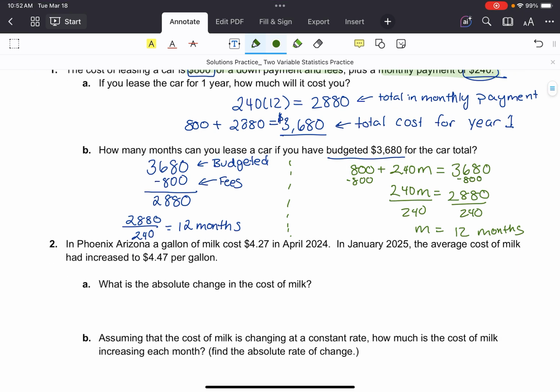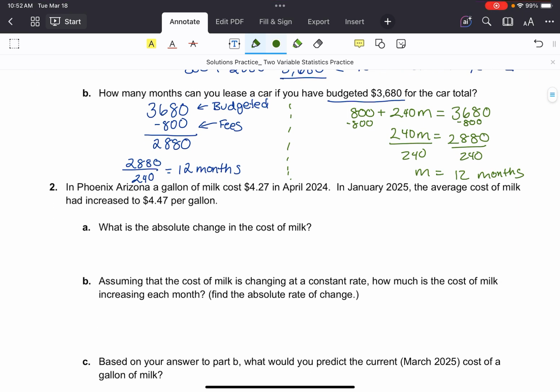All right, let's take a look at this next problem. So the next problem is a combination of new stuff plus review stuff from Unit 1, because we're given some costs of milk. So we have in Phoenix, Arizona, a gallon of milk cost $4.27 in April 2024. Then in January 2025, the cost was up to $4.47 per gallon, and we want the absolute change in the cost of milk. So remember, that is new minus old.